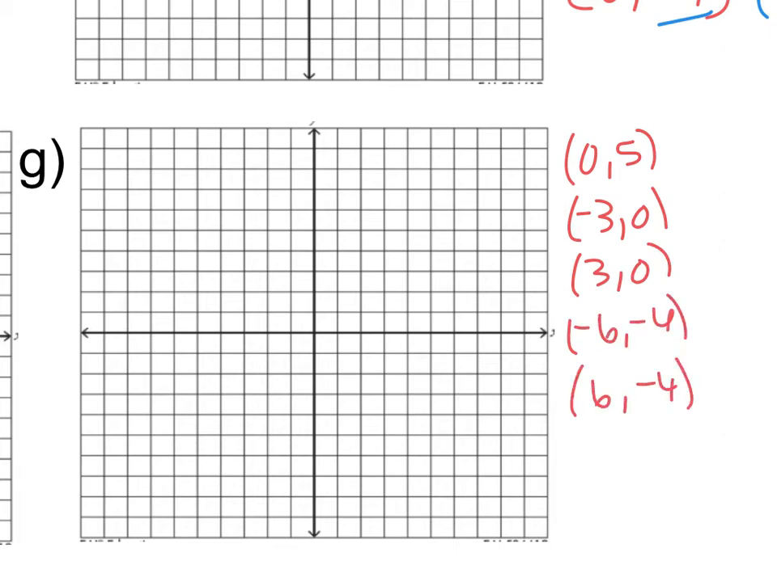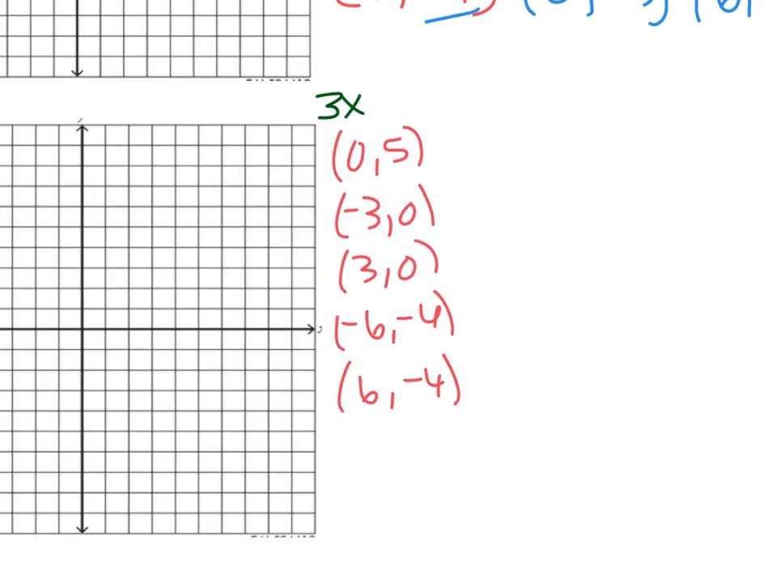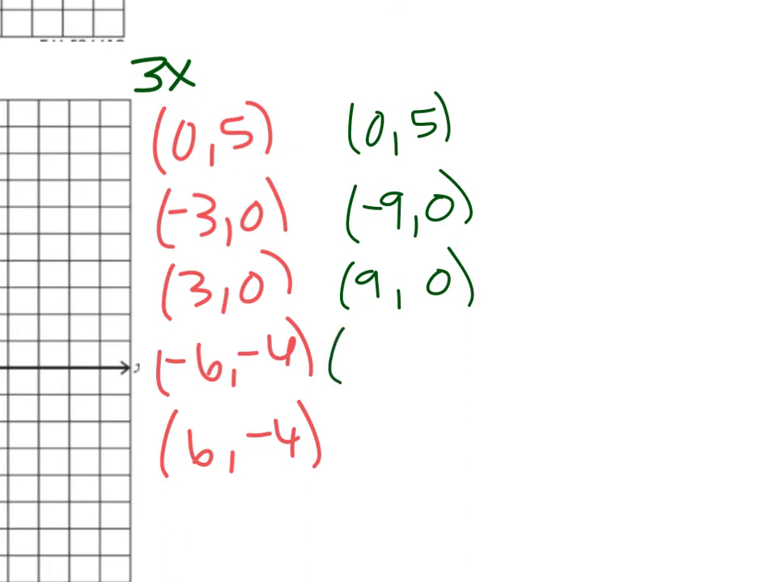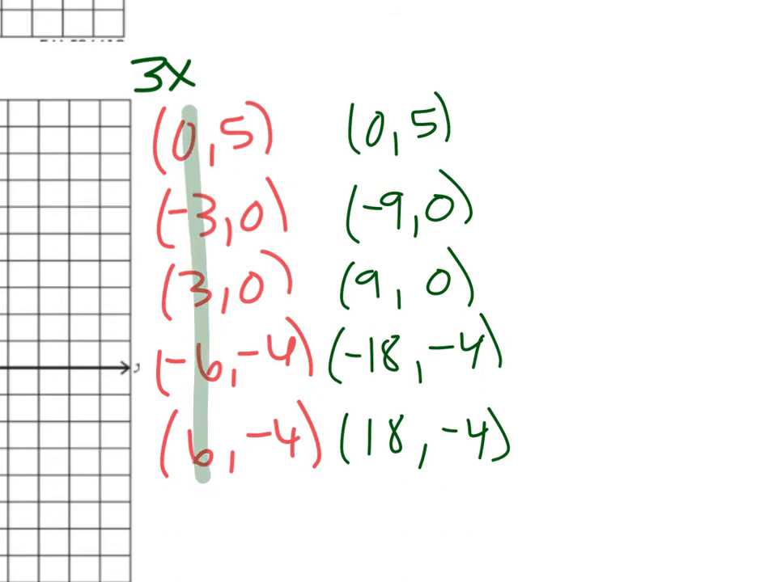And this time we're multiplying all of the x values times 3. The y values are going to stay the same. So the 0 would stay 0. -3 times 3 is -9. The y value stays. 3 times 3 is 9. Y value stays. -6 times 3, -18. Y value stays as -4. And then 6 times -3 is +18. The y value stays. So now notice how the x values this time are what we multiplied times 3, and then the y values stayed the same.